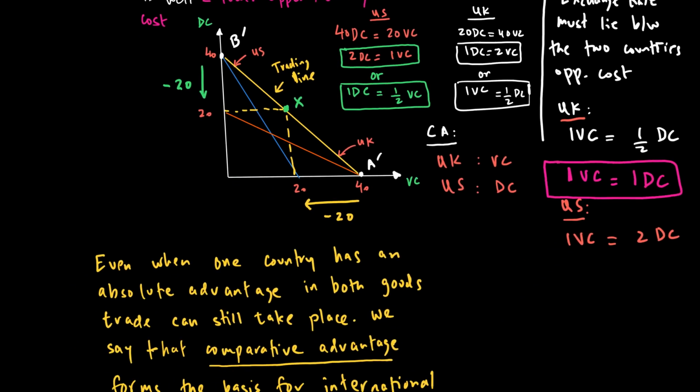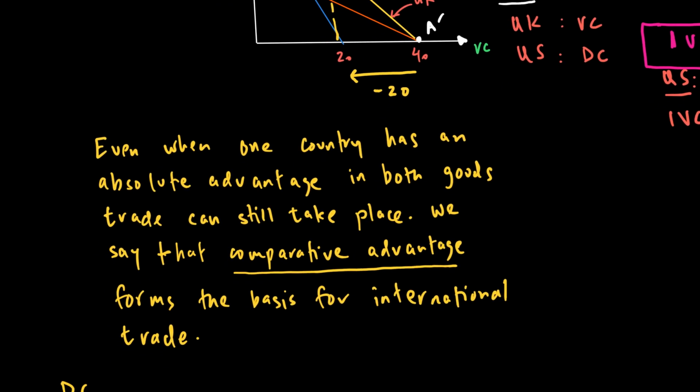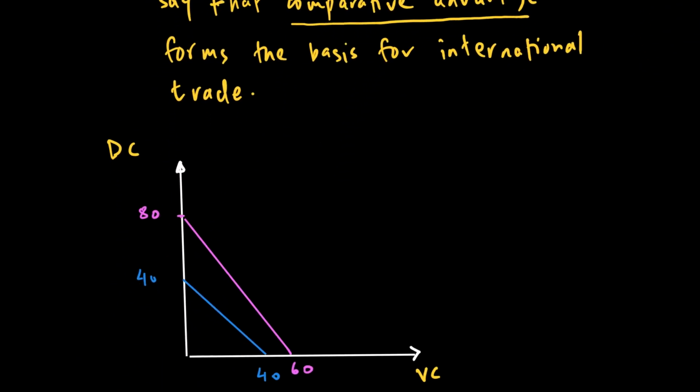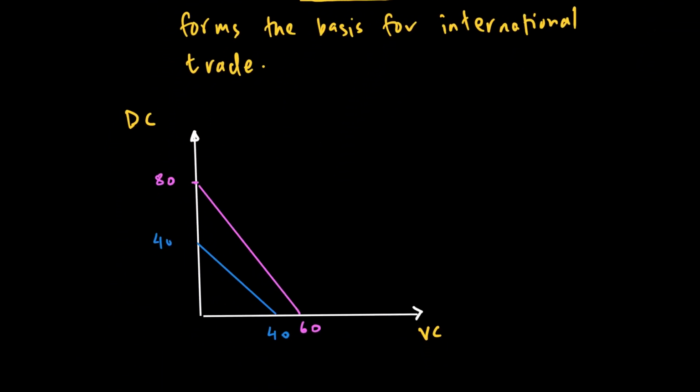Now even when one country has an absolute advantage, David Ricardo, the economist who came up with the theory of comparative advantage, said that even when one country has an absolute advantage in both goods, trade can still take place. We say that comparative advantage therefore forms the basis for international trade. So he gave an example. He said, what if this is the case? What if I tell you this is UK, and what if this is US?